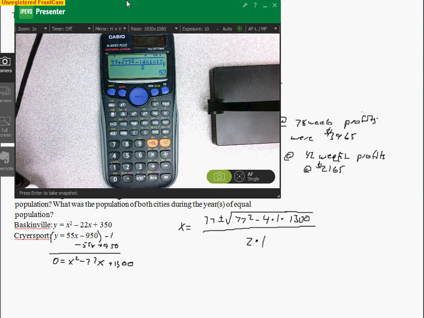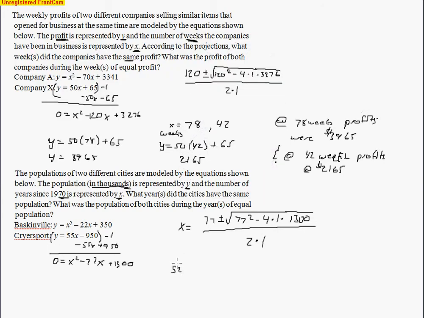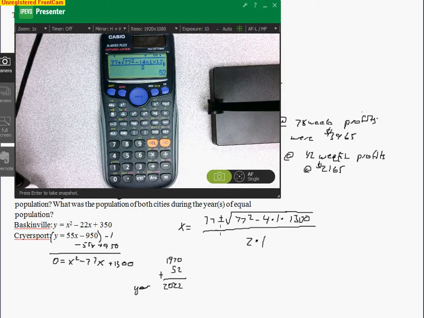Alright, so I'm going to write that number down. So 52 is the first one. Now remember, x is the number of years since 1970. So what I'm going to end up having to do for this is go 1970 and then add the 52. So this is going to give me 2022. So it's in the future there, and we'll figure out what the population is. This is year 2022.